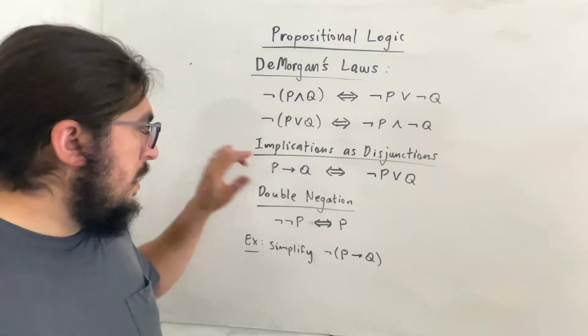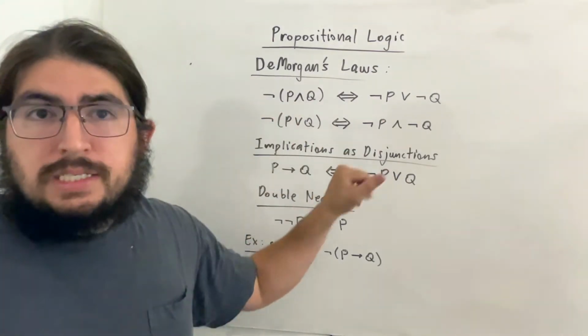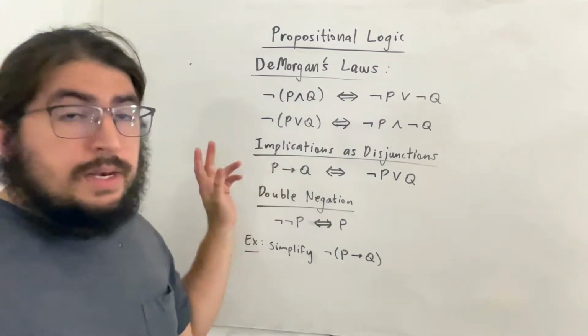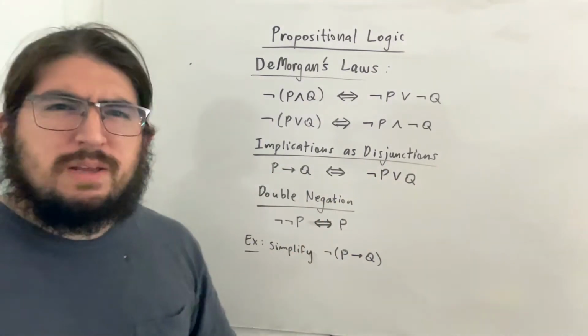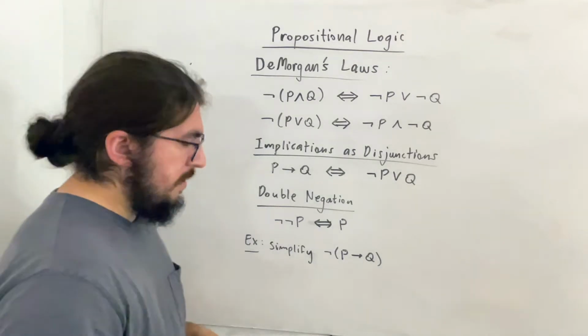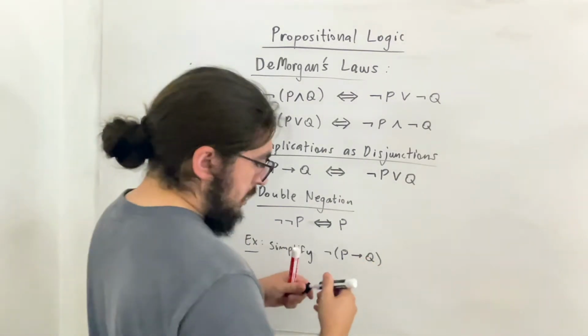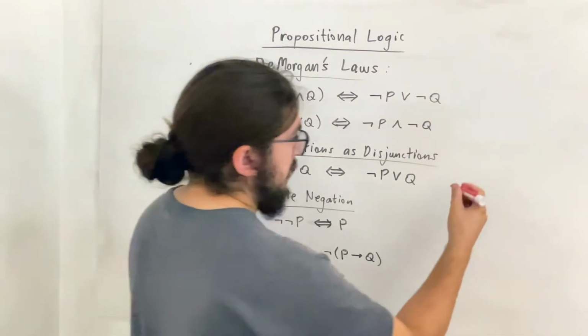So here we can write implications as disjunctions. As it turns out, the statement if P then Q is actually equivalent to not P or Q. And I think we actually spoke about this in an earlier video. But here I'll actually show this. Let me show it in red over here.